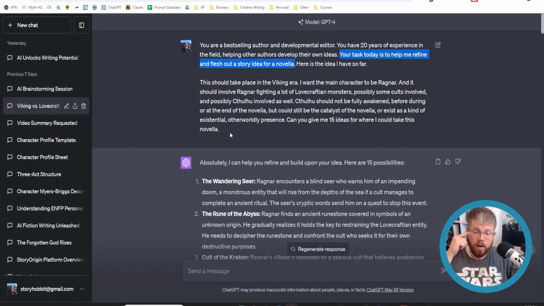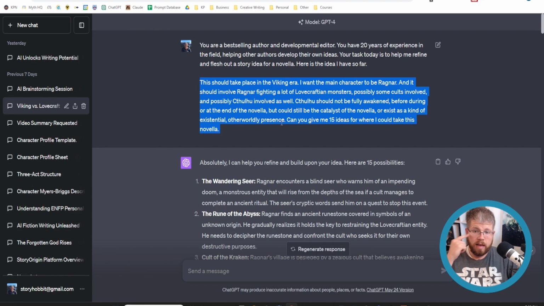And then the framework is pretty much just giving it some boundaries to work with, which in this case is the idea that I have so far, which is this should take place in a Viking era. I want the main character to be Ragnar, and it should involve Ragnar fighting a lot of Lovecraftian monsters, possibly some cults involved, and possibly Cthulhu involved as well. Cthulhu should not be fully awakened before, during, or at the end of the novel or novella, but could still be the catalyst of the novella or exist as some kind of existential otherworldly presence. Can you give me 15 ideas for where I could take this novella?